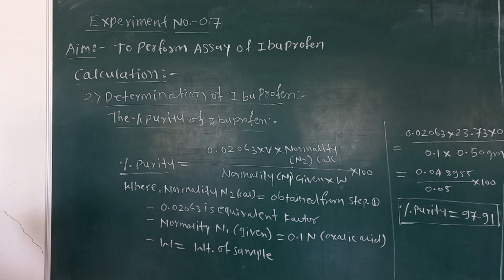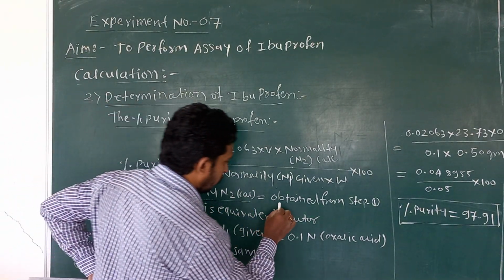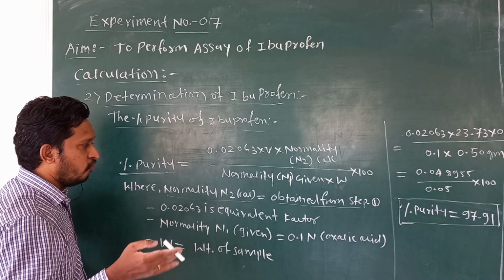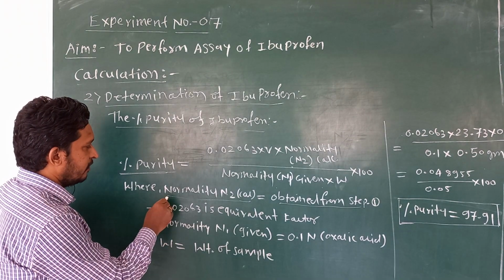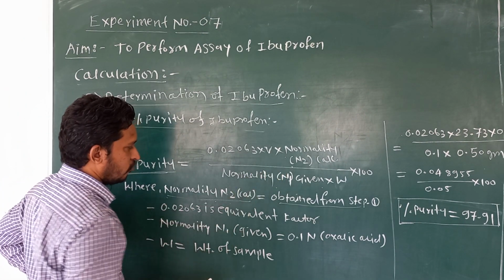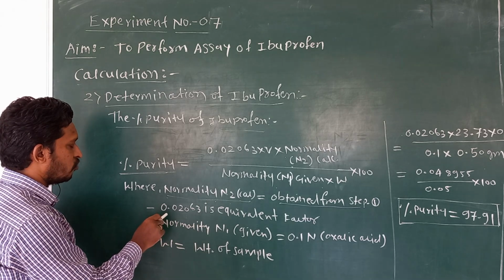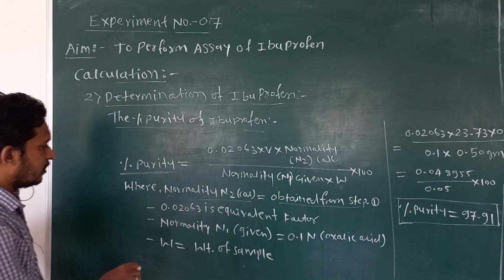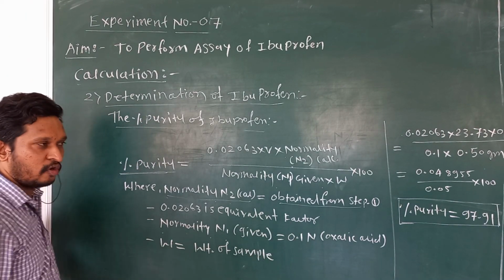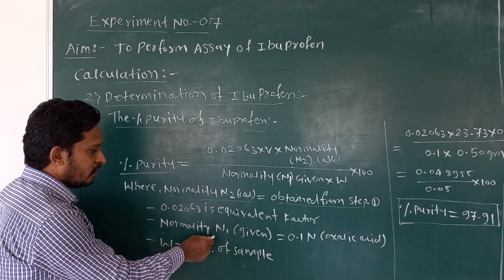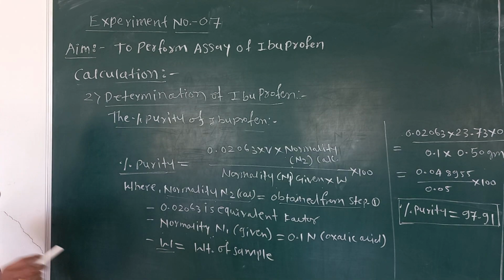Here the normality N2 is obtained from step number 1, the standardization of NaOH. We have calculated the N2 value, and it is found to be 0.1 normal. After that, 0.02063 is the equivalence factor. Next, normality N1 is given, that is 0.1 normal oxalic acid. After that, W is the weight of the sample of ibuprofen, which we have taken as 0.5 gram.